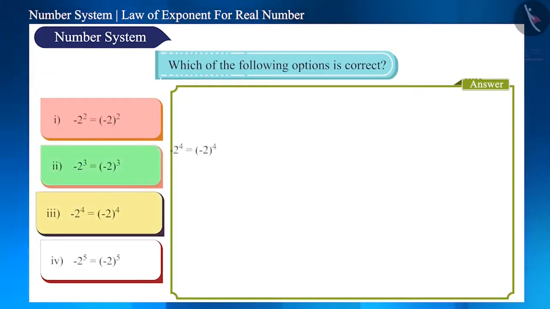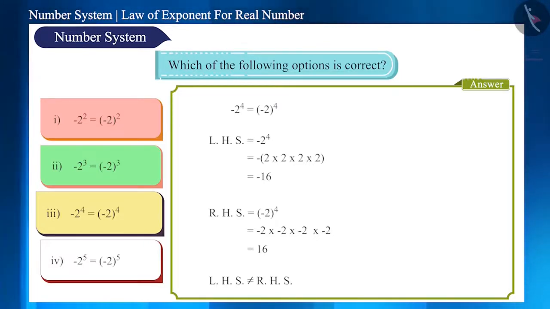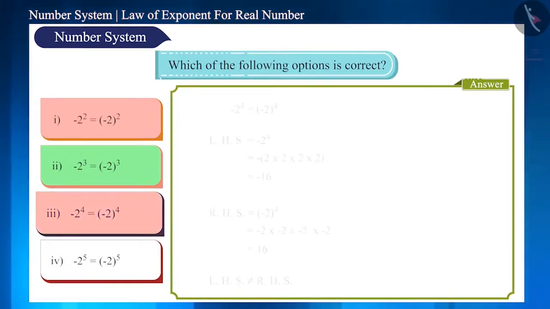In the third option, on the left side, the power of minus 2 is 4. Its value is minus 16. But on the right side, the power of minus 2 in brackets is 4 and its value is 16. Here the left hand side is not equal to the right hand side. So this option is incorrect.